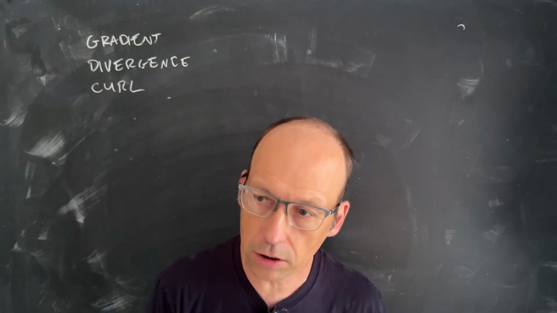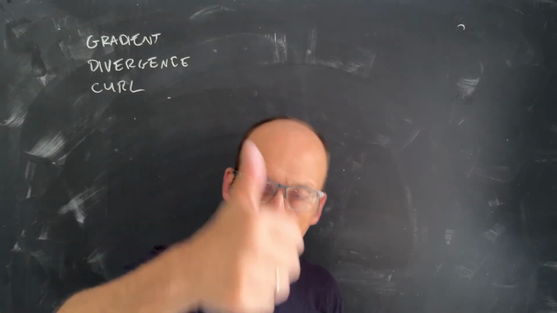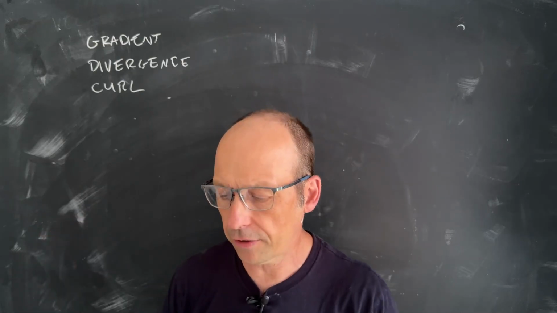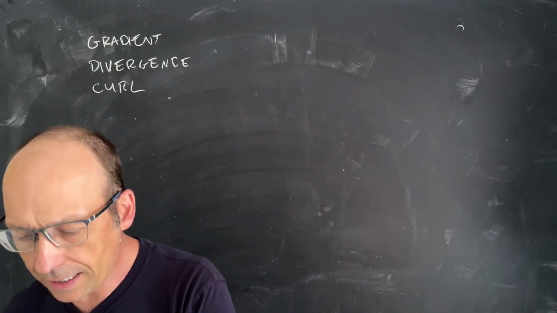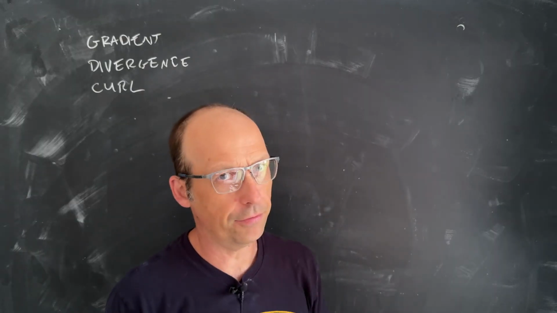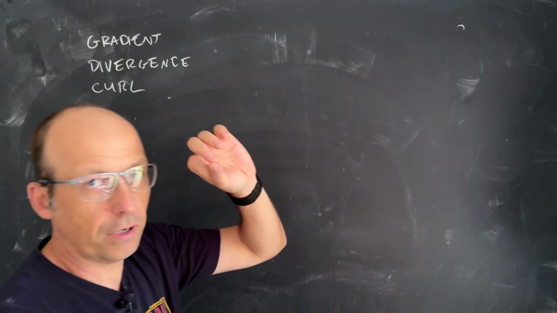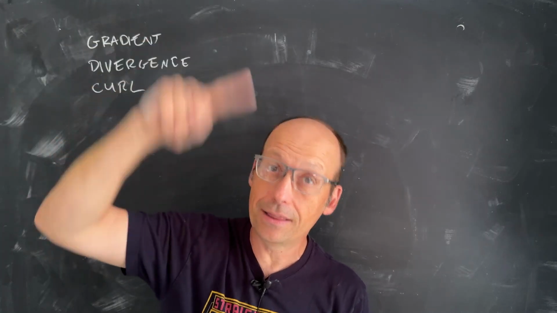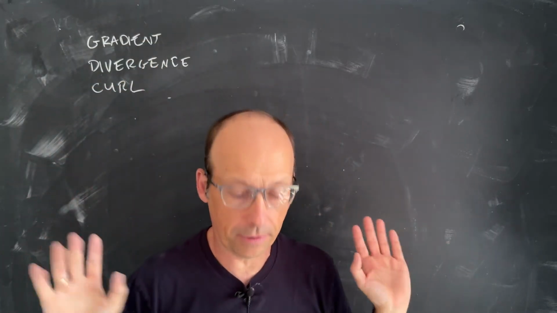I already talked about the scalar product, the dot product, the cross product, and basic vector operations. But now we're going to get into three vector operators that deal with derivatives. Those three are the gradient, the divergence, and the curl. Today, in this video, we're just going to talk about the gradient.